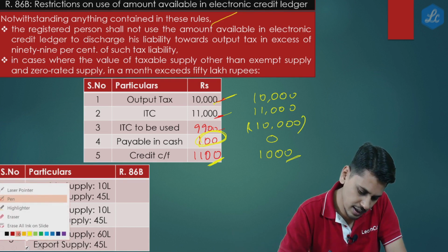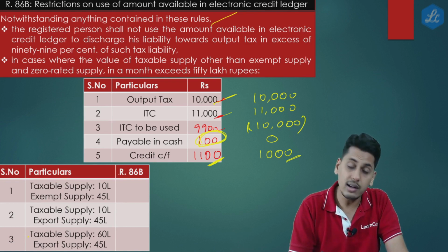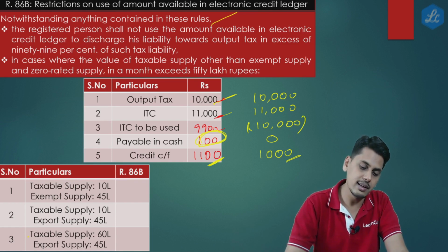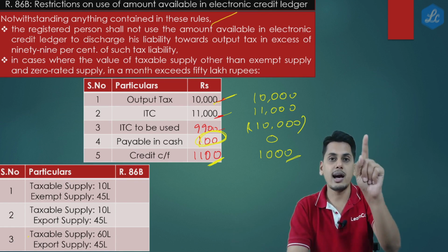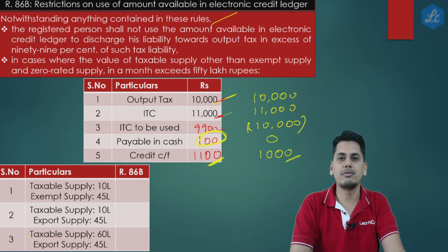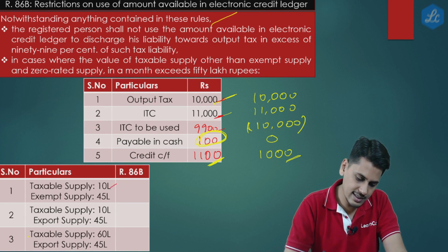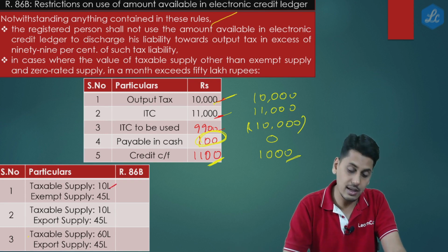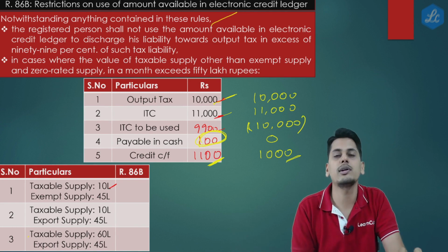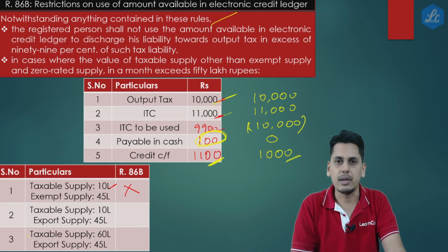So friends, if your taxable supply is 10 lakhs and exempt supply is 45 lakhs, total, yes, obviously it does exceed 50 lakhs. But here friends, it tells you the value of taxable supply other than exempt supply and zero rated supply, only if it is exceeding 50 lakhs, only then 86B is applicable. Here friends, as regards taxable supply, it is 10 lakhs. Exempt supply, you need not consider it for the purpose of calculation of the threshold of 50 lakh rupees. So friends, here 86B is not applicable.